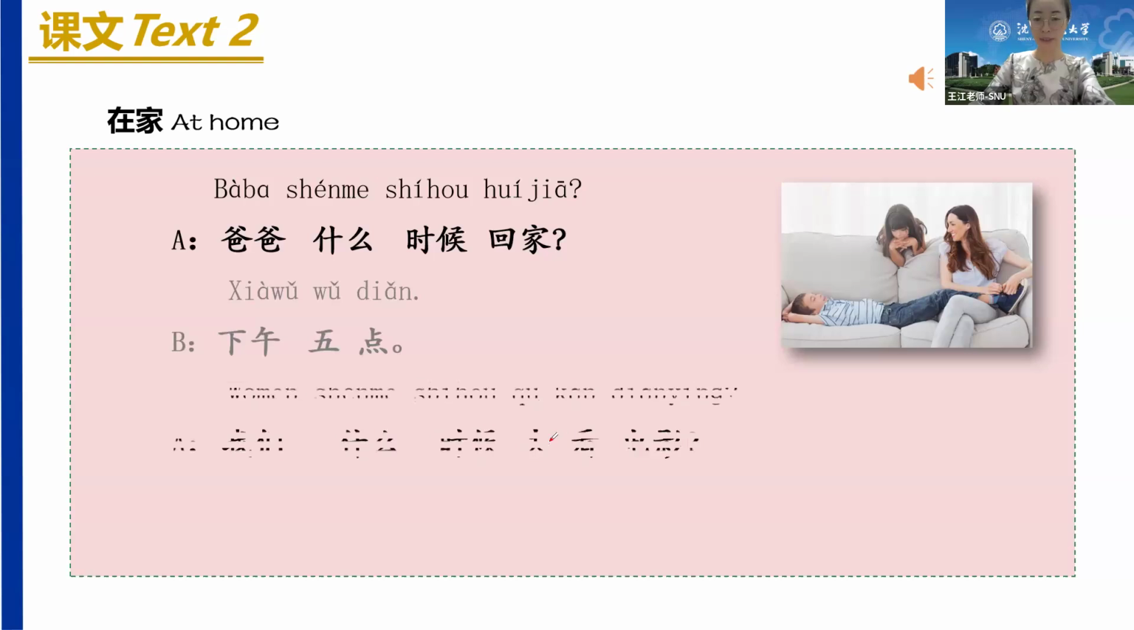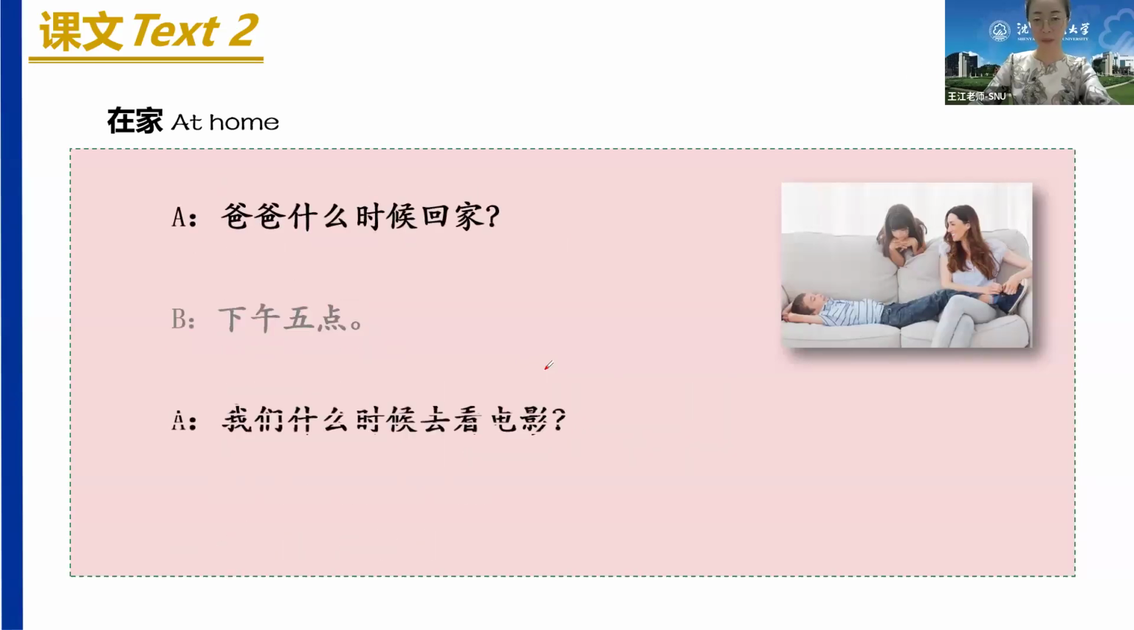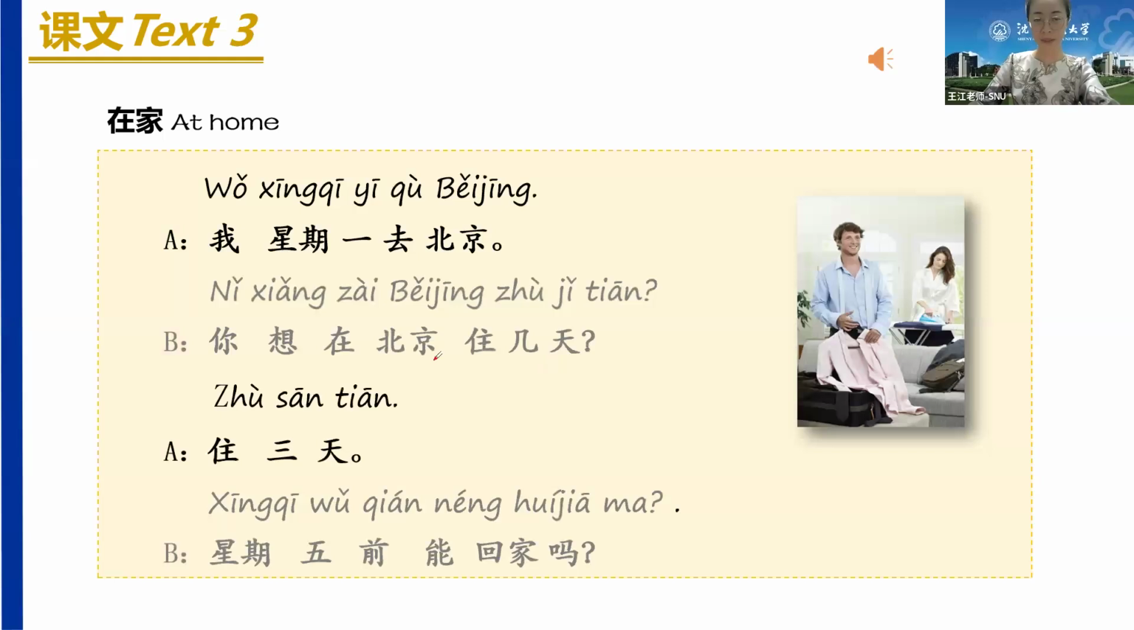Okay, good. 去看电影。Okay, pay attention to this word. 去 Okay. And that is text 2. Okay, let's see text 3. Text 3. Please listen to the recording together at first.